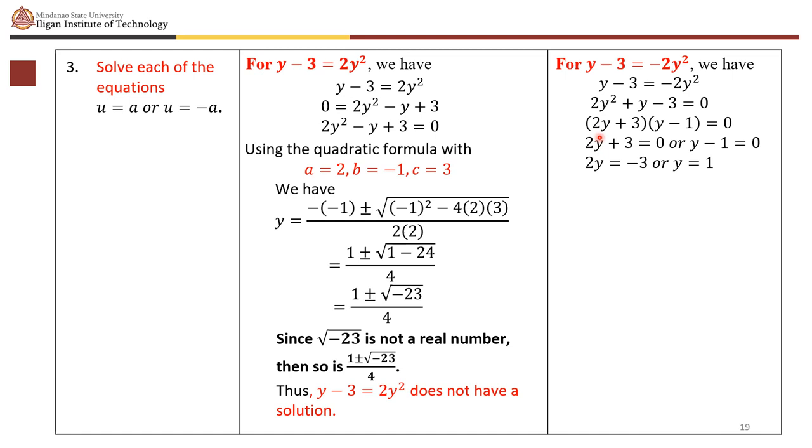Notice that these are the factors. That's 2y times y will give us 2y squared. 3y plus negative 2y will give us y. And then 3 times negative 1 will give us negative 3. That's our FOIL method if you remember. So we will have 2y plus 3 equal to 0, or y minus 1 equal to 0. That means to say 2y is equal to, when you add both sides by negative 3, 2y equals negative 3. And then on the other side, when you add 1, you will have y is equal to 1.